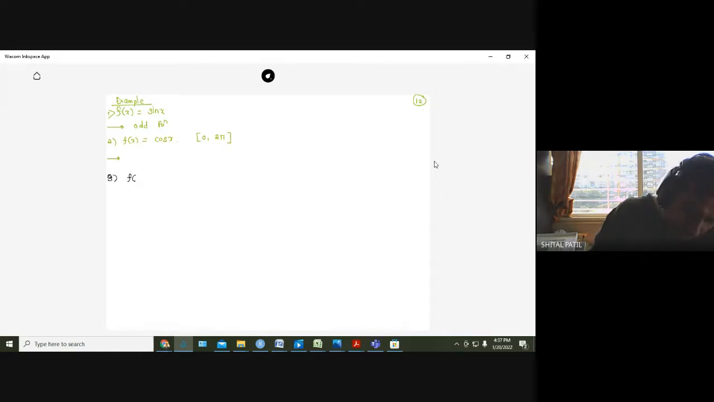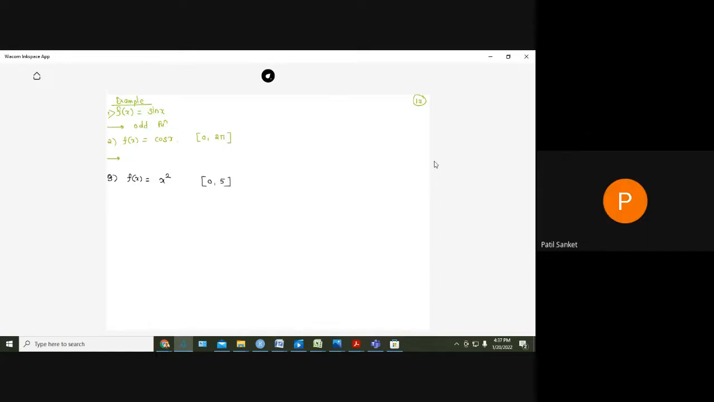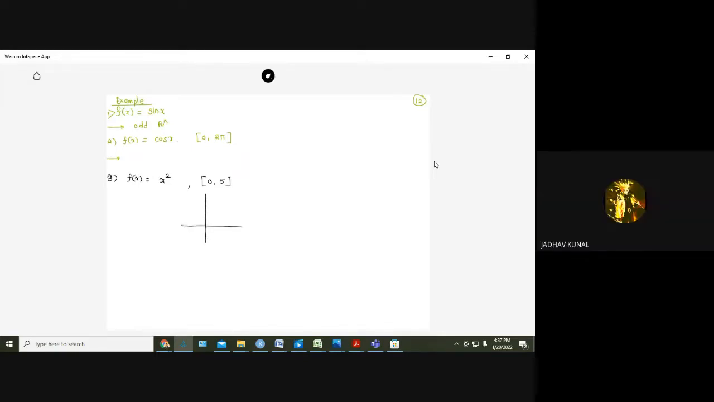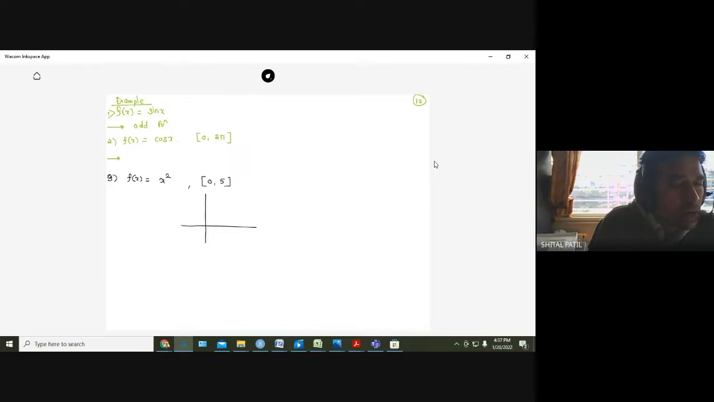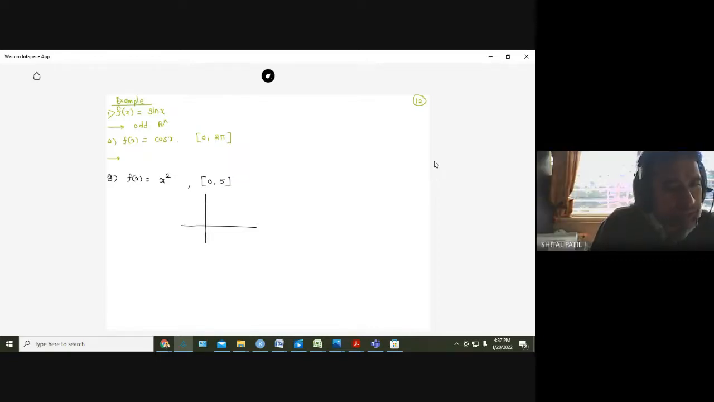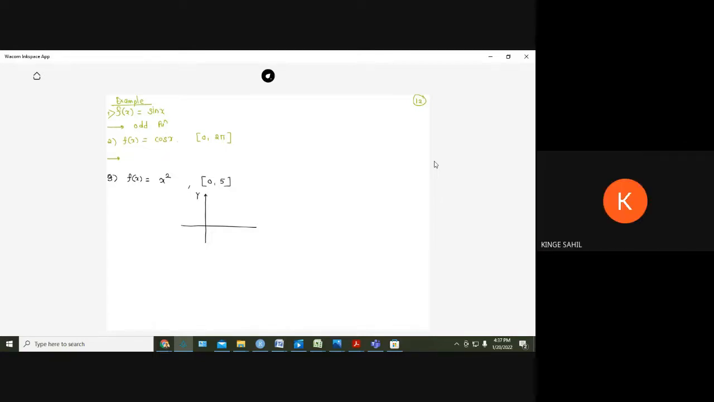f of x equal to x square. Even. Tell me, what do we know about the graph of an even function? Parabolic. Symmetric about the axis. I don't want how the shape is, I want the symmetry. Yes, symmetric about the Y-axis. Very good.